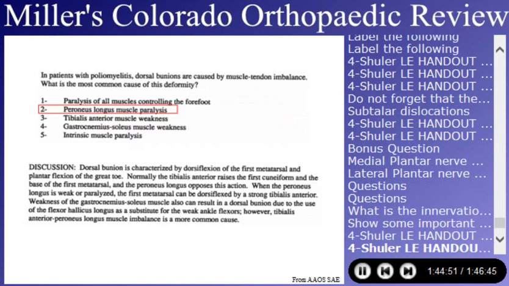This is a great question. This will show up. Patients with polio, dorsal bunions are caused by muscle tendon imbalance. What is the cause of this? And you've got to know what plantar flexes the first ray. Okay? And the reason why your peroneus longus is now not functioning, so you now dorsiflex the first ray and you get that dorsal bunion. Okay?